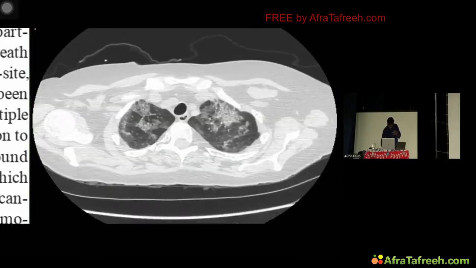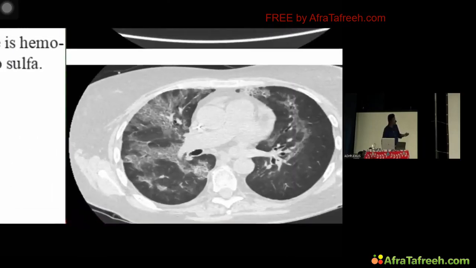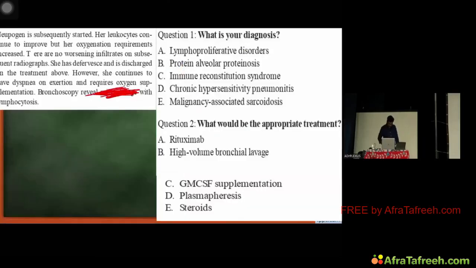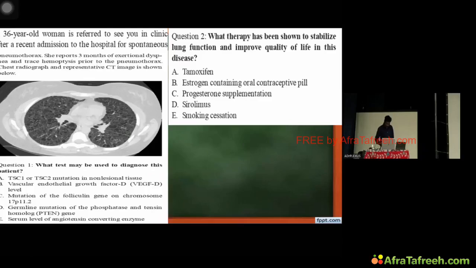What pattern do you see here? You can see crazy paving pattern. Different colors in different areas. You can see interlobular septal thickening is there. So this is a case of pulmonary alveolar proteinosis. What would be the appropriate treatment? It is bronchial lavage. That is the appropriate treatment. GM-CSF supplementation can be an add-on treatment, but it is not so beneficial according to trials. It can be a supportive treatment. So the answer is high volume bronchial lavage.